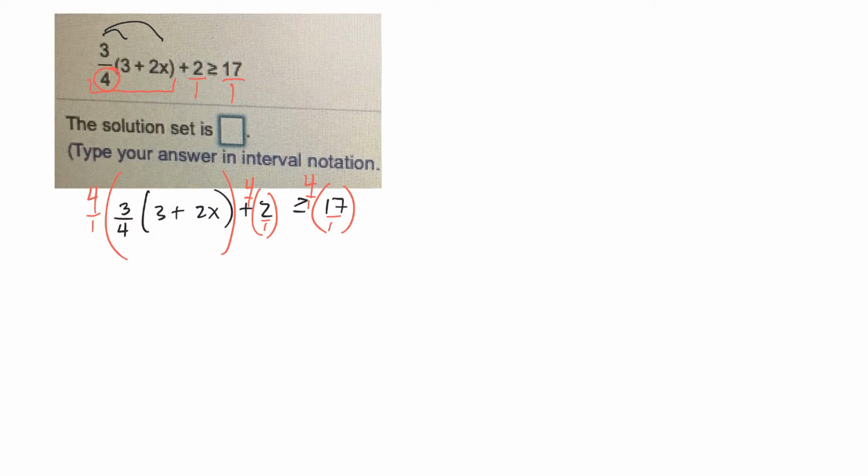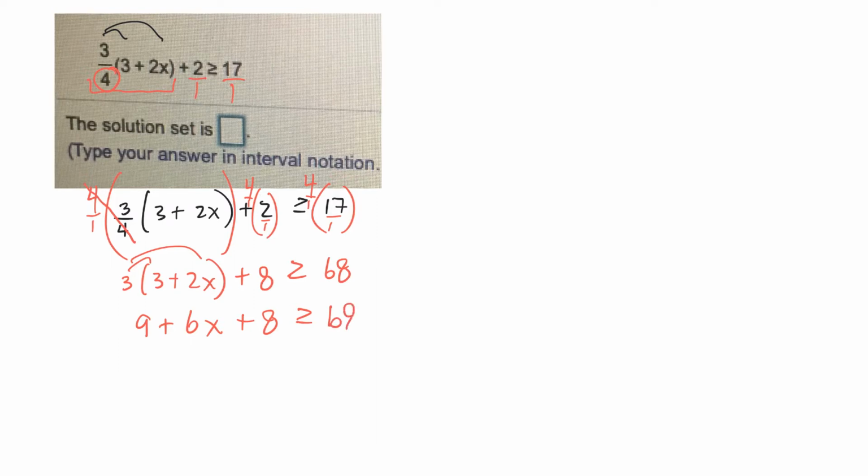In this first one, the 4's will cancel, and that leaves me with 3 times (3 plus 2x). Notice, no fractions. Plus 4 times 2 is 8, greater than or equal to 4 times 17, which is 68. Now we'll use the distributive property. So this would be 9 plus 6x plus 8 greater than or equal to 68.